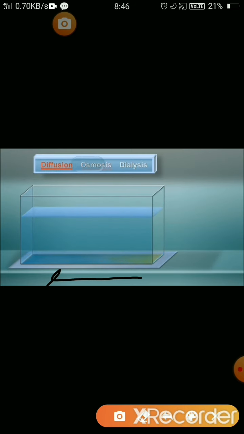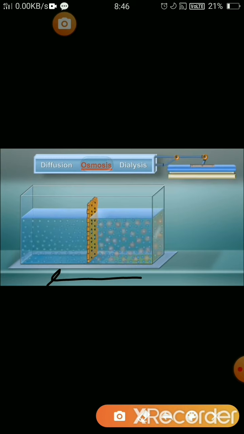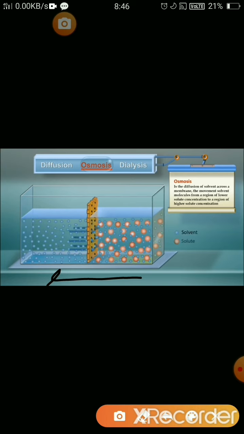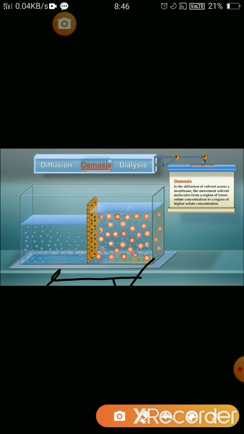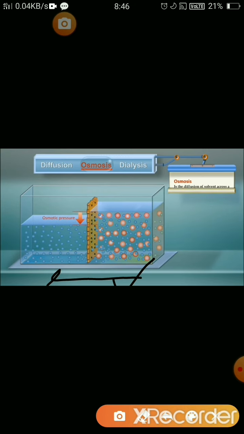Now next is osmosis. Osmosis involves water moving from an area of low solute concentration to an area of high solute concentration across a semi-permeable membrane. So this is a semi-permeable membrane. Water molecules are moving from here to the high concentration area. That is osmosis.